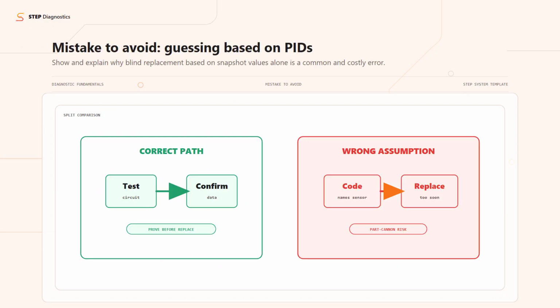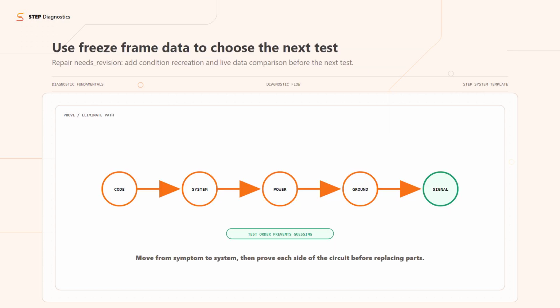Never assume that a scan tool PID or freeze frame value is the final answer. Faulty wires, connections, and shared grounds can all fool the data. Guessing based on a data snapshot leads to unnecessary parts replacement and unresolved problems. Always confirm the root cause with tests and measurements. Use the freeze frame as a test selector, not a verdict.